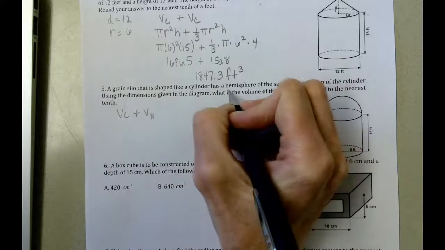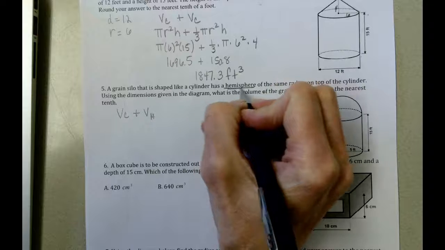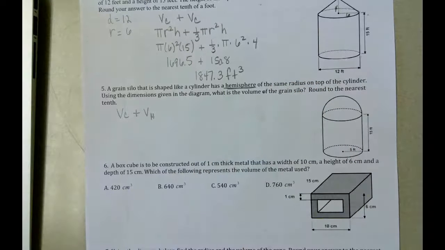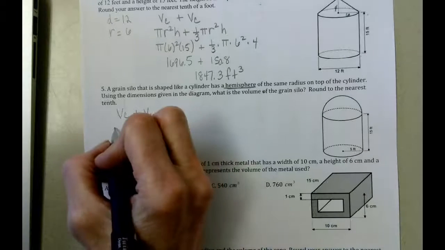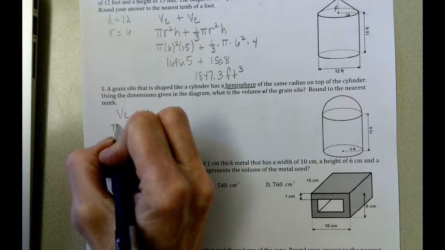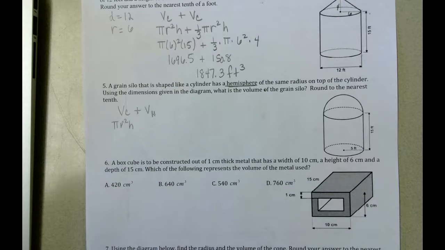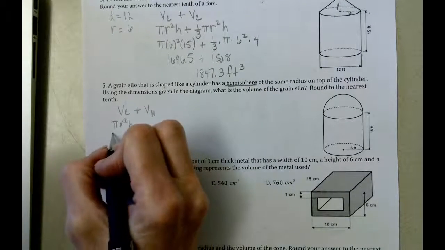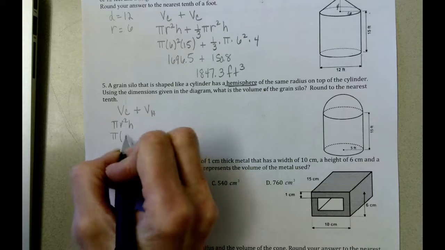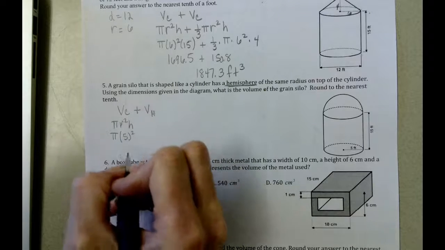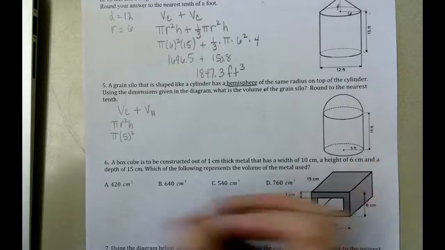So I need to really focus on the hemisphere here, because I forget to divide that formula by 2 when we're working with half of a sphere. But the formula for the volume of a cylinder is pi r squared h, and if we look over there, what we see is we've got pi, our radius is 5, and the height of our figure is 15.